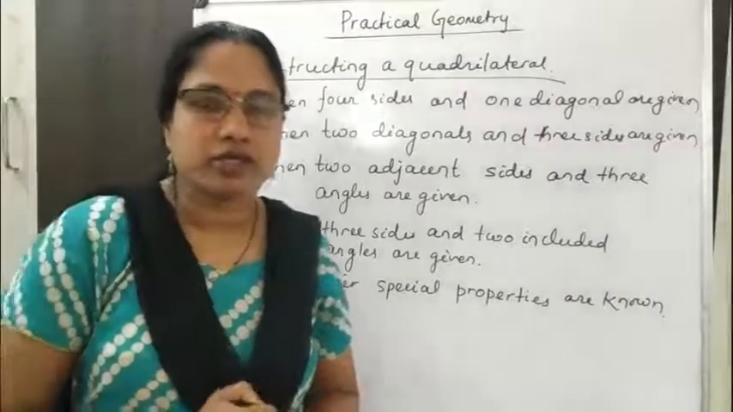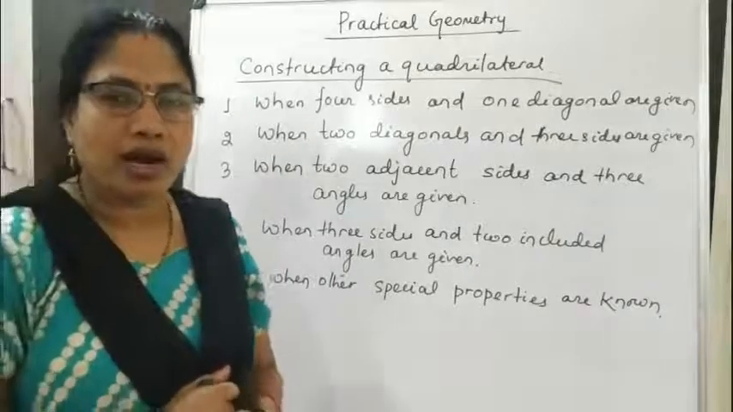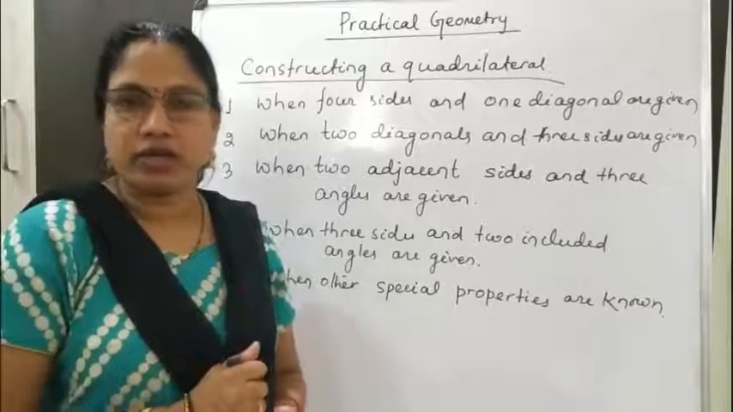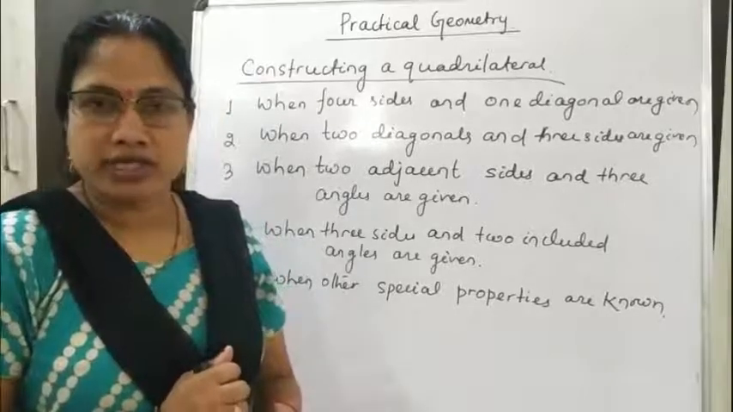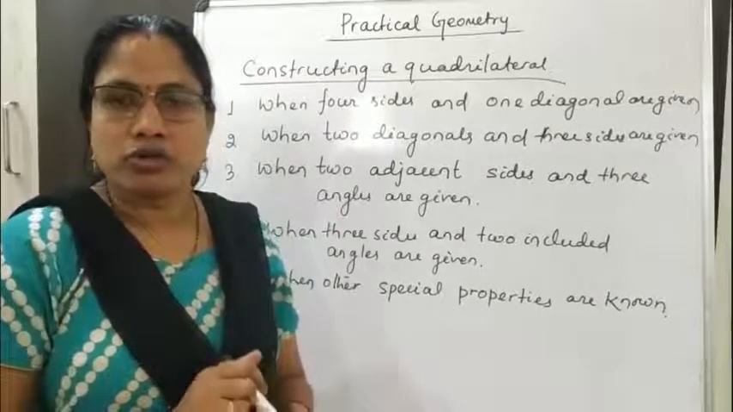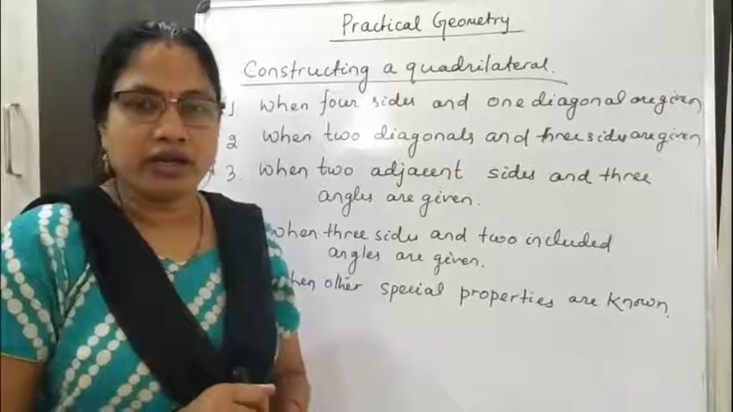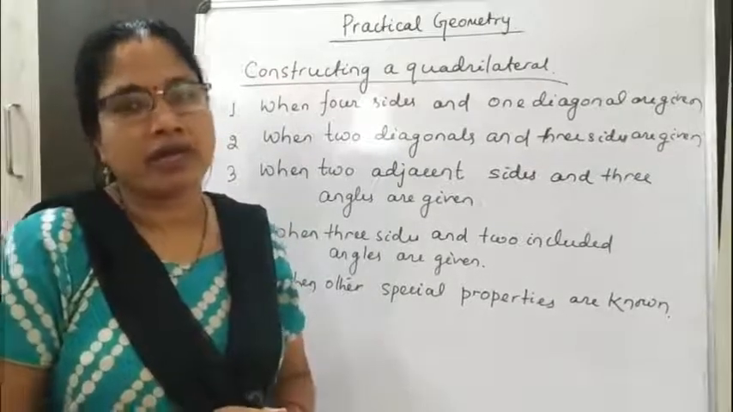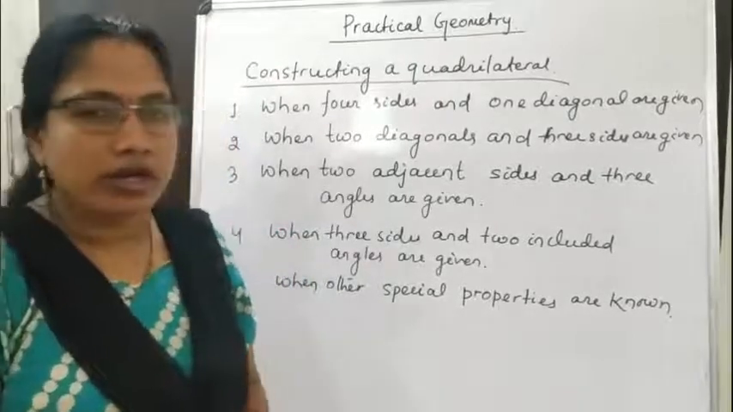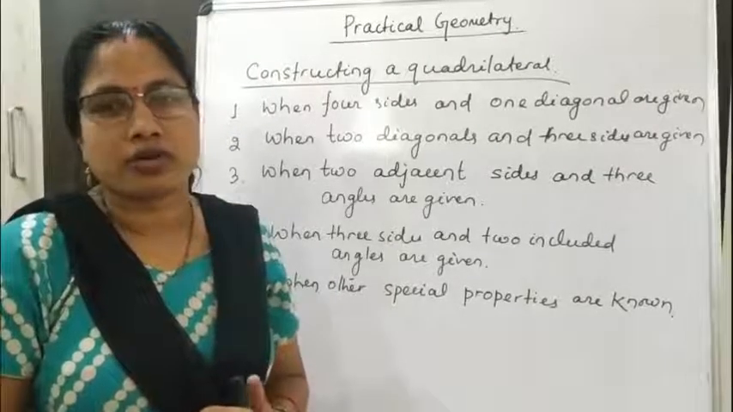Dear students, let us start the chapter Practical Geometry. In class 7 you know how to construct a triangle. For construction of a triangle you need three parts: either the three sides, or two sides and their included angle, or two angles and their included side, or in case of a right triangle, if the hypotenuse and any one side are given, then you are able to construct that triangle. So here in class 8 you have to know how to construct a quadrilateral.